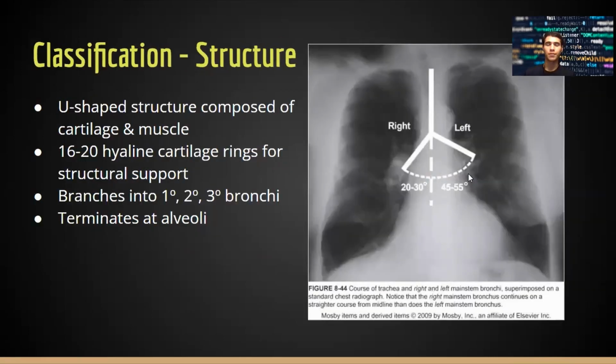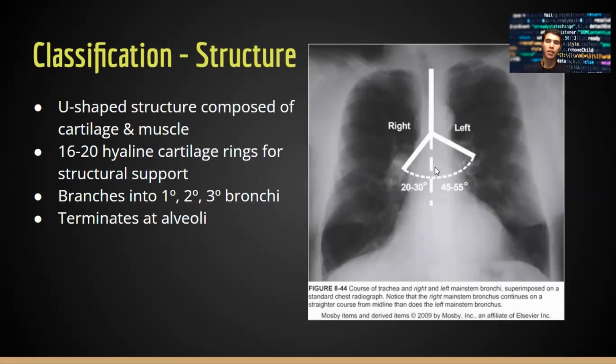A little bit about the structure. It's a U-shaped cross-section. The trachea is composed mostly of cartilage and muscle. And so it has these rings, and these rings are what provide it the structural support, the hyaline cartilage rings. And like I mentioned before, it has these branches called primary, secondary, and tertiary bronchi, and it ends at the alveoli. And to the right, we have an image of the angles produced by the primary branches.